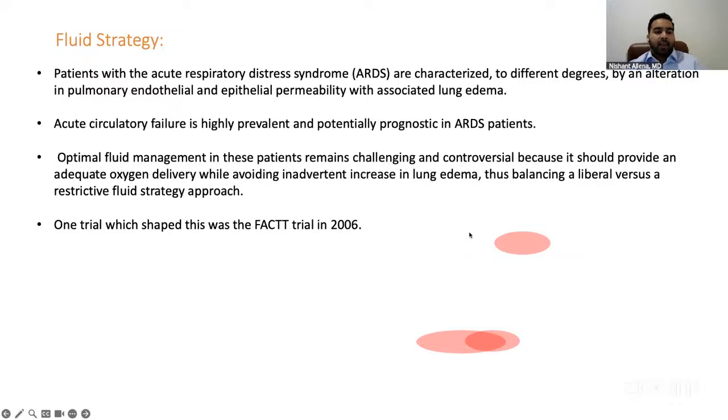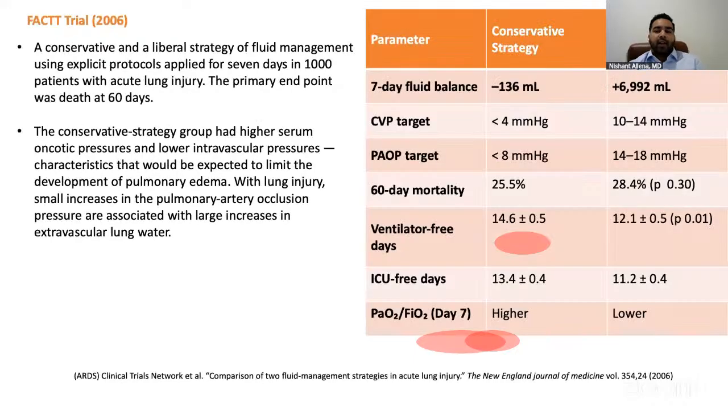Thank you. So coming to the FACTT trial, and this was in 2006. Here they tested a conservative versus a liberal strategy of fluid management, wherein the 7-day fluid balance in the conservative strategy was net negative 136 ml compared to close to a positive 7 liters in the liberal strategy. And the conservative group had higher oncotic pressures and lower intravascular pressures.